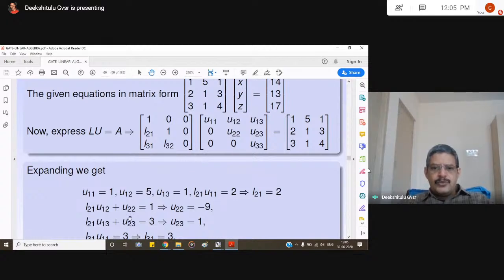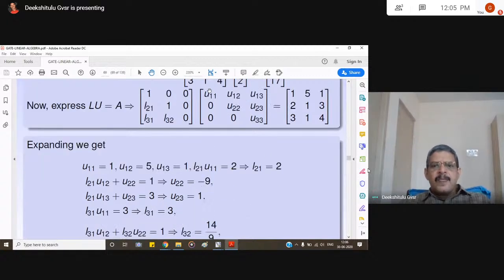Multiply the second row with the second column, L21 U12 plus 1 into U22 plus 0. L21 U12 plus U22 is equal to the element here, 1. L21 is known to you, put it here. So 2 into U12 plus U22 is equal to 1, but U12 is 5, so U22 is known to you, minus 9. Like this, we calculate all the Lij and Uij.